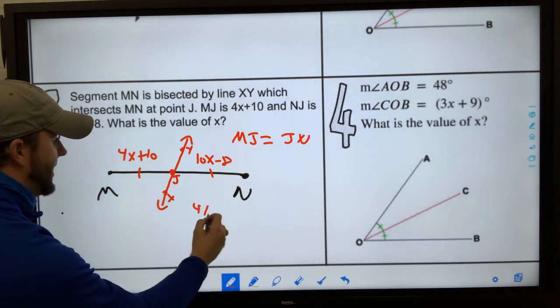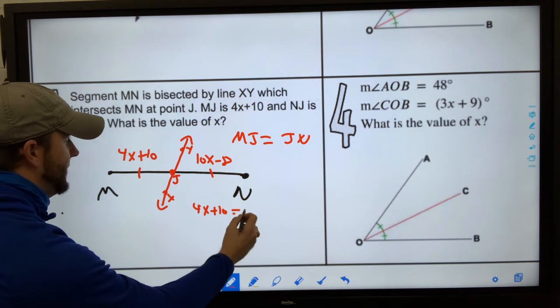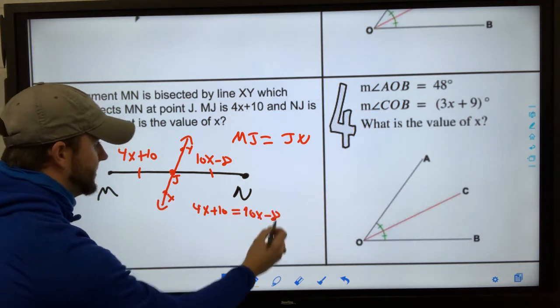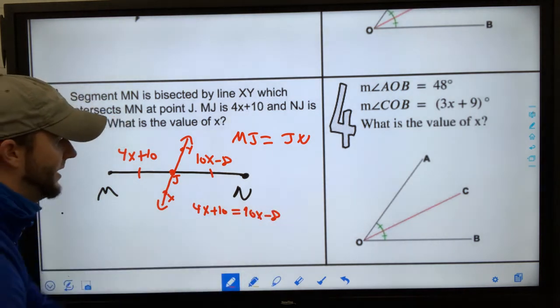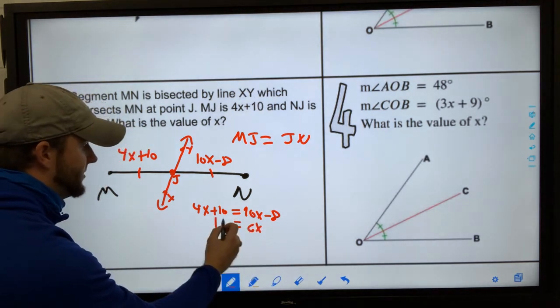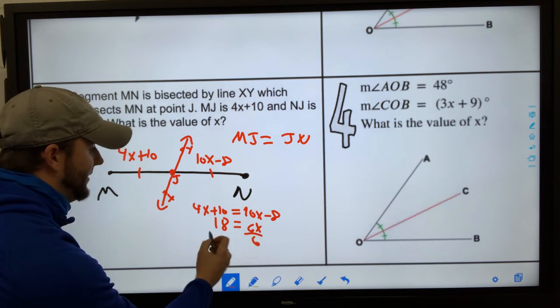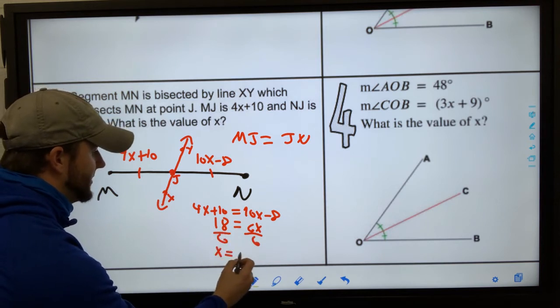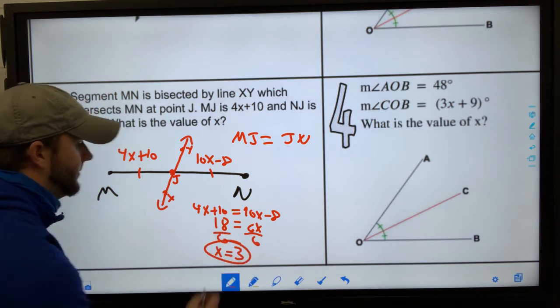So 4x plus 10 equals 10x minus 8. I'm going to subtract 4x on both sides, which gives me 6x. I'm going to add 8 on both sides, which gives me 18. I'm going to divide by 6. So x is going to be 3.